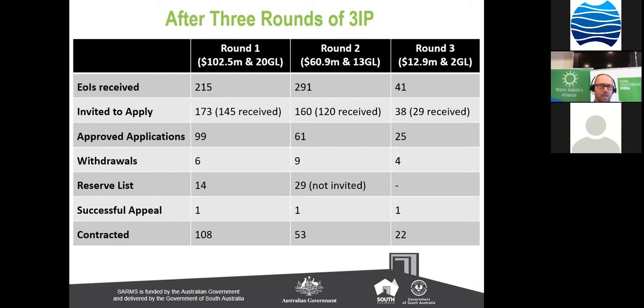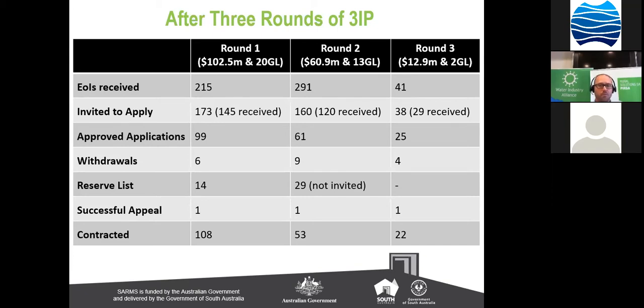And there was also a change in the market position of a number of the commodities with some securing of those markets, which was positive, which meant that people were perhaps less motivated to apply for a round three.